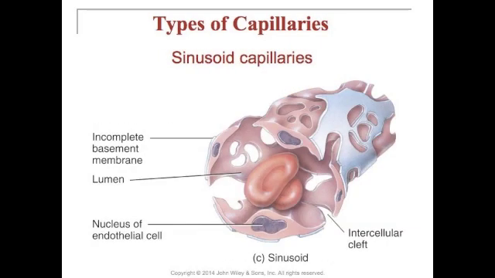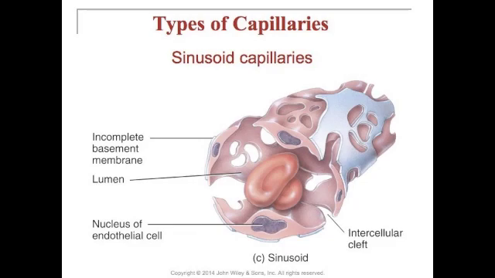And moving on to the next slide, we see a cartoon of a sinusoid capillary. Sinusoids are wider and more winding than other capillaries. Their endothelial cells may have unusually large fenestrations. In addition to having an incomplete or absent basement membrane, sinusoids have very large intercellular clefts that allow proteins and, in some cases, even blood cells to pass from a tissue into the bloodstream.